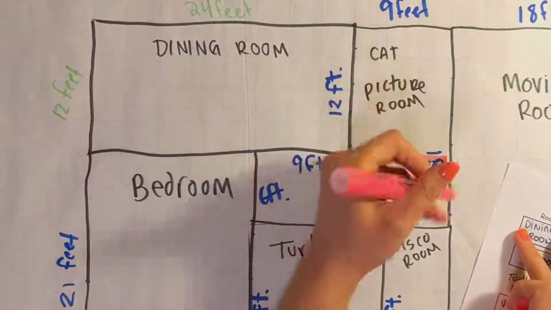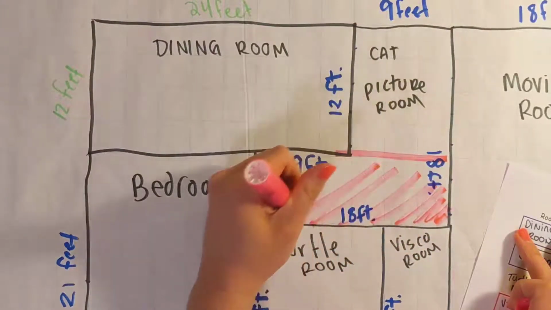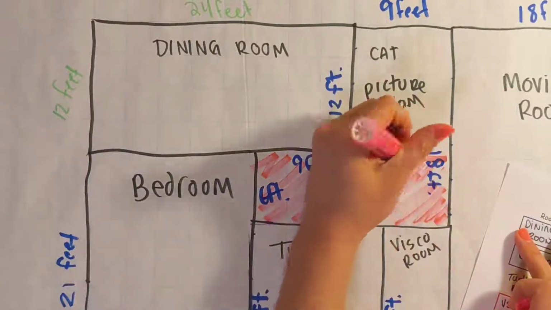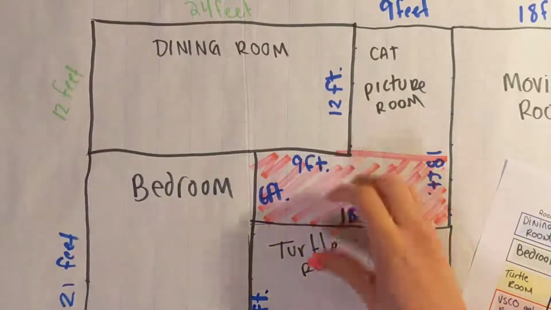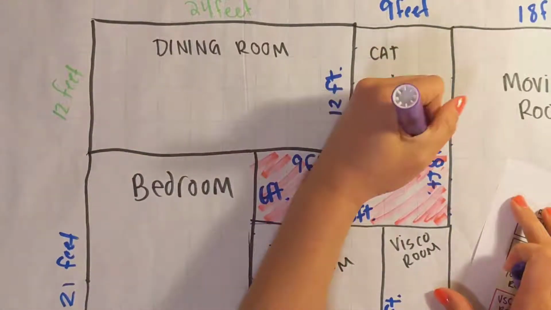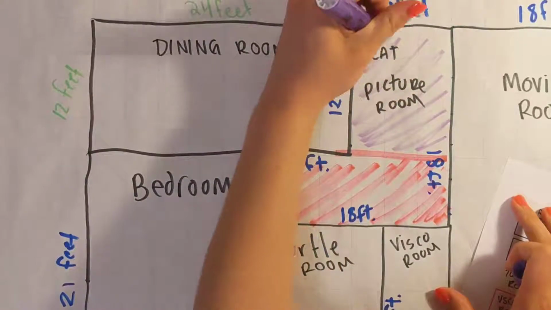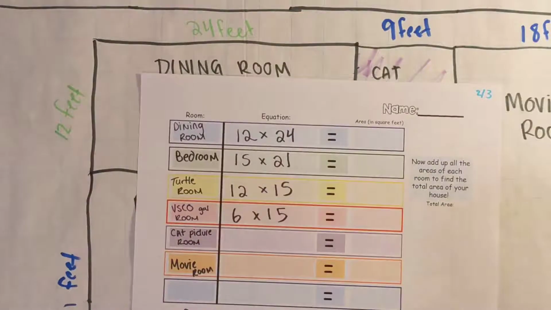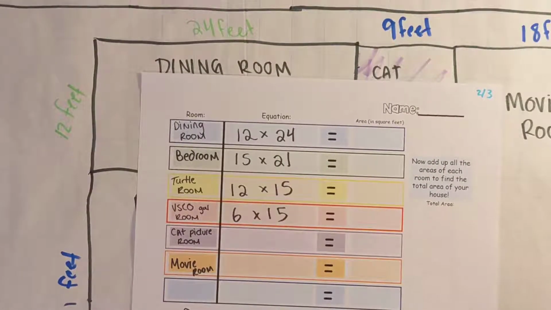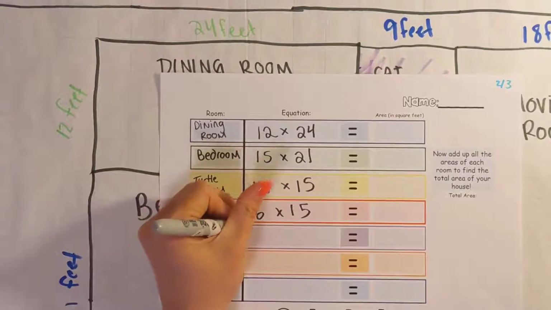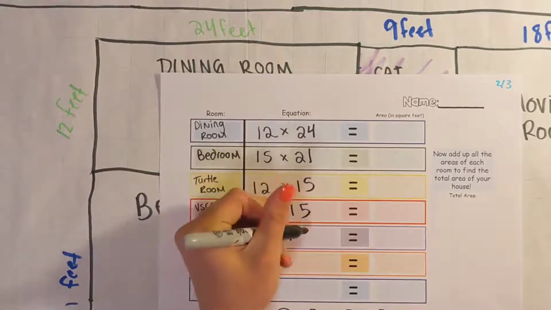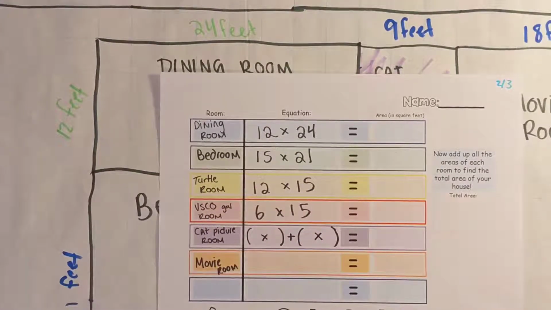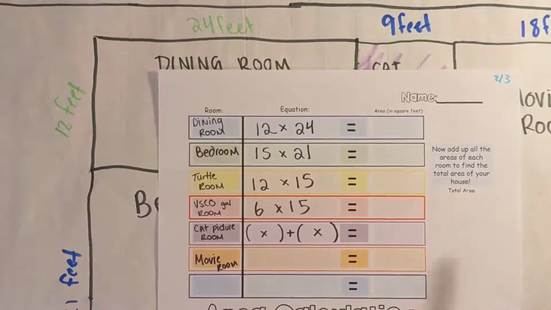So I'm going to show you, and you don't have to color yours unless you want to, but it would be helpful to at least draw a line to show how you're breaking these up. This is one rectangle, and this is the other. So purple and pink, but it's the same room. That means I'm going to find the area of the pink rectangle and the area of the purple rectangle and add them together, and that's where the parentheses come in. So that's how you start an equation for a unique shape room.